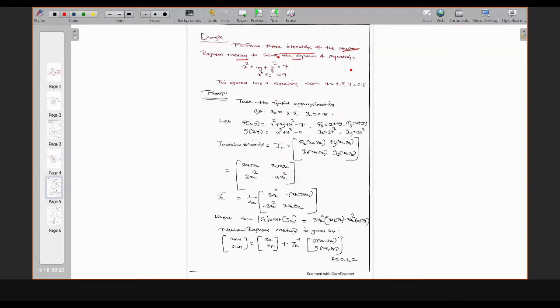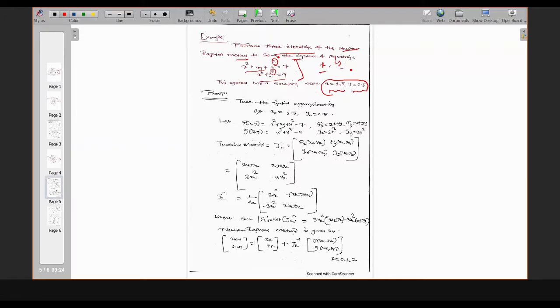You can see here you have a system of 2 equations and 2 unknowns. The unknowns are x and y. And you can see this is a nonlinear system of equations because the power is 2 here and 3 here. So it is a nonlinear system of equations. Okay, so how do we find approximations to the root of this system of equations? And it is given here that the system has a solution near x equals 1.5 and y equals 0.5. Why is this information given?